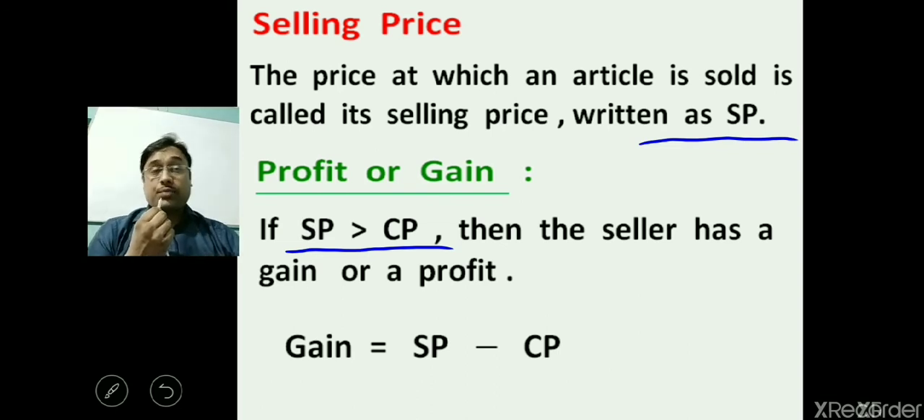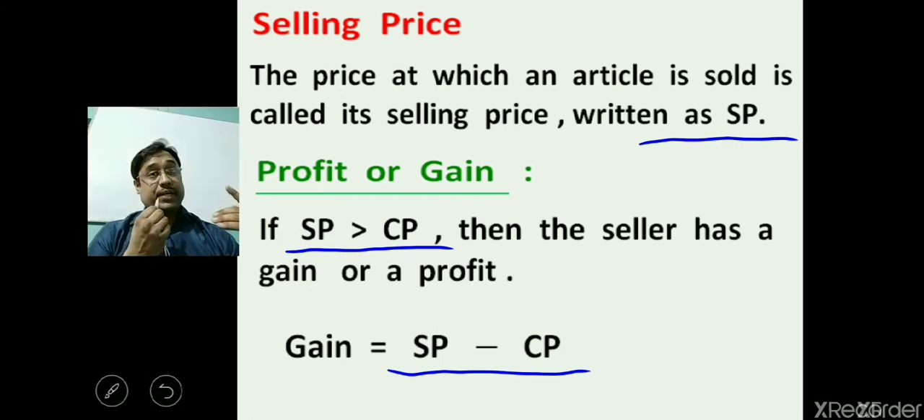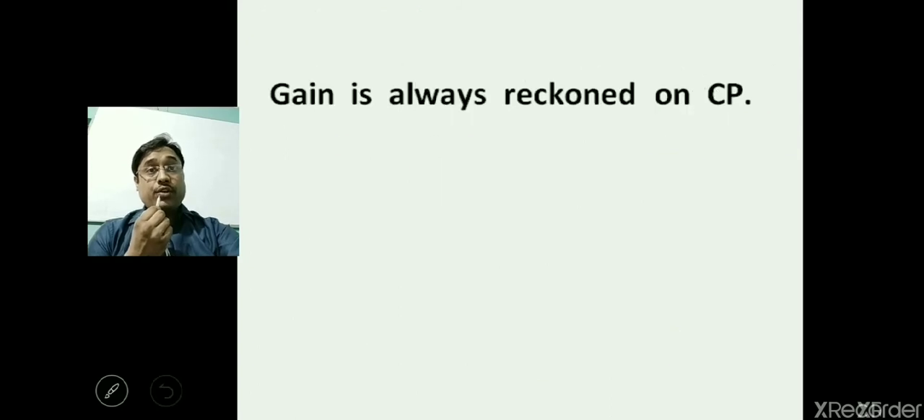Now we have the formula to find the gain. Gain is equal to SP minus CP, that means selling price minus cost price. You will subtract the cost price from the selling price because the greater one is the selling price, so you subtract the smaller one from the greater one. This will give you the gain or profit. Now, as I have told you, gain is always reckoned on CP. Actually the loss is also reckoned on CP only, but we will see that later. Here gain depends upon CP; its value is highly dependent upon the cost price.